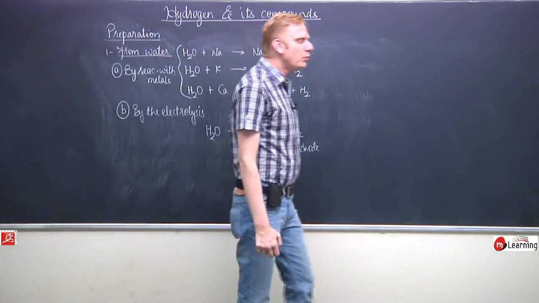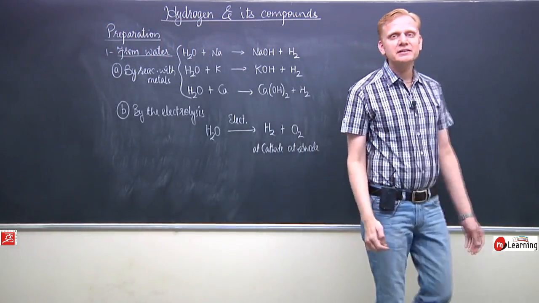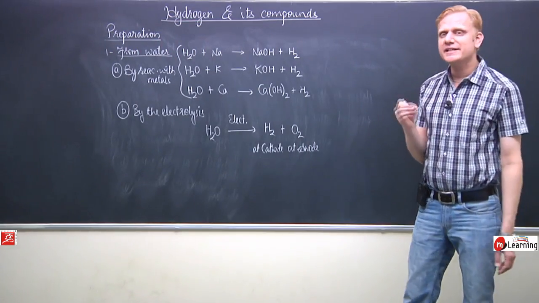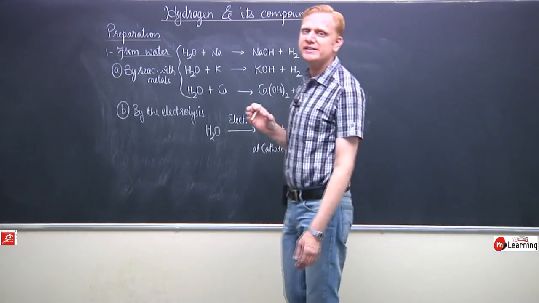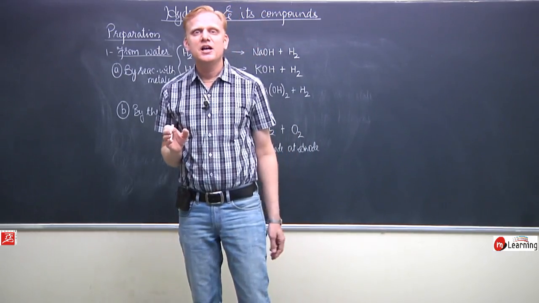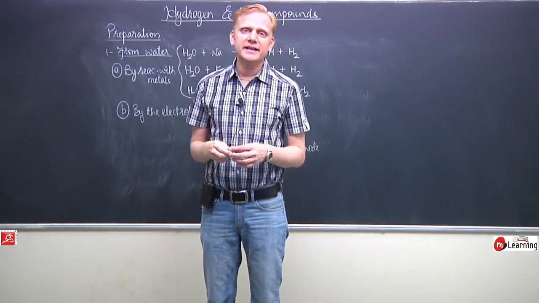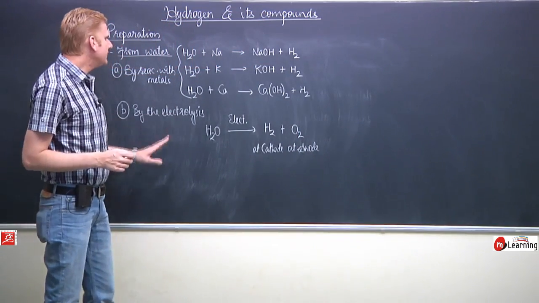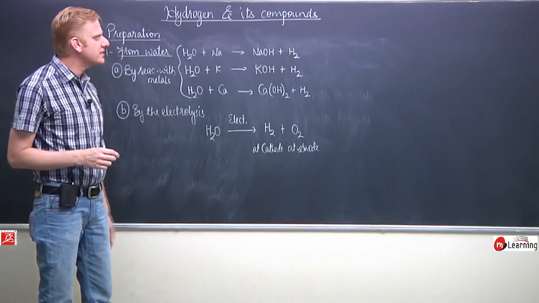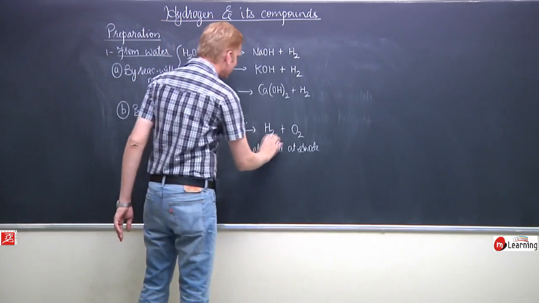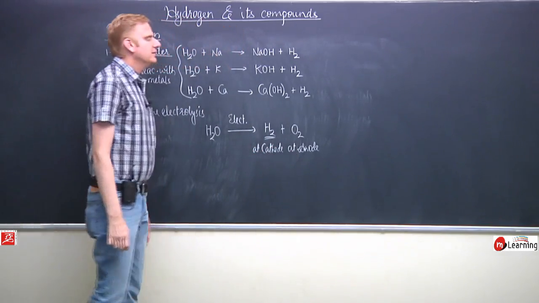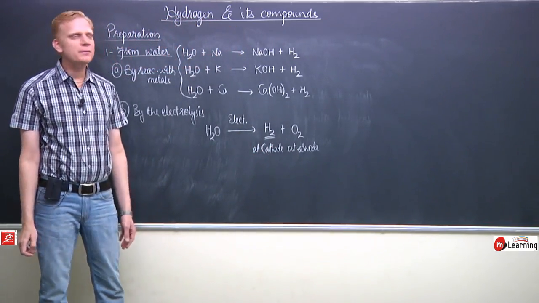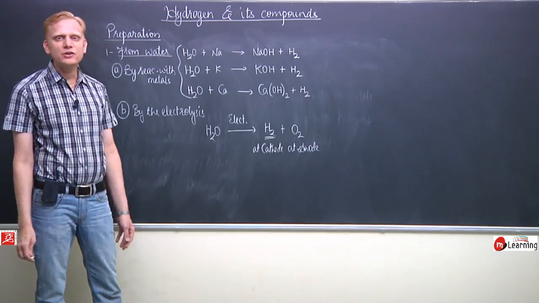These ions are only produced when a small amount of acid, base or salt is present in water, because then only it becomes conducting, otherwise water is not conducting. So by the electrolysis of water, hydrogen and oxygen gases are obtained, and this makes one of the methods of preparation of diatomic hydrogen.